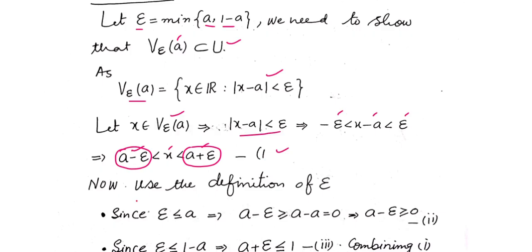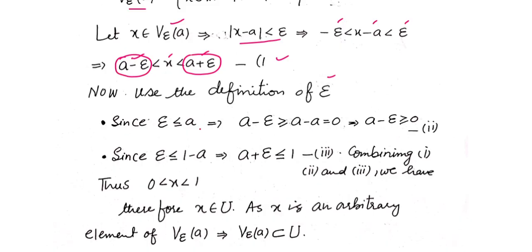Next, we use the definition of epsilon. Epsilon is actually the minimum of these two numbers. So the definition of minimum says this epsilon should be less than or equal to both of these two numbers, because this is the minimum of these two numbers. Since epsilon is less than or equal to a, this is the first number. Now I want to find a minus epsilon. By multiplying by minus on both sides, this gives minus epsilon greater than or equal to minus a. Adding a on both sides, we have a minus epsilon greater than or equal to a minus a, which is equal to 0. This shows a minus epsilon is greater than or equal to 0.